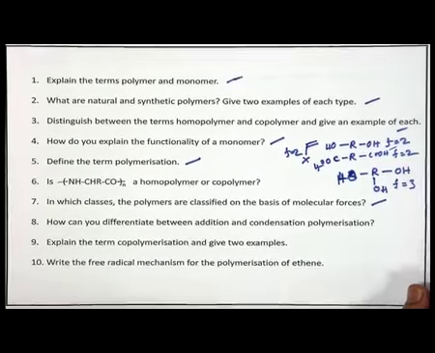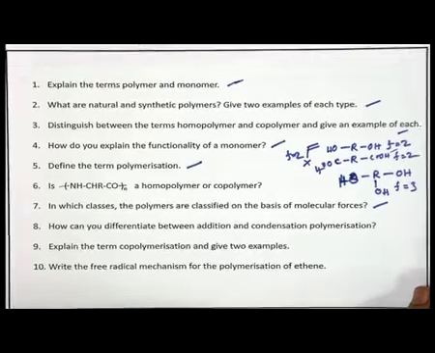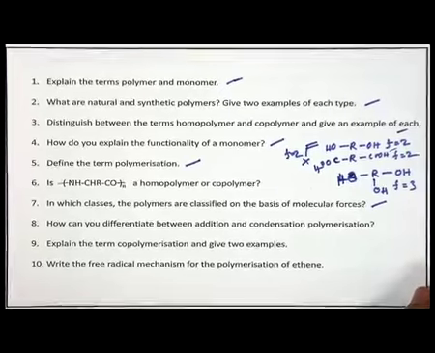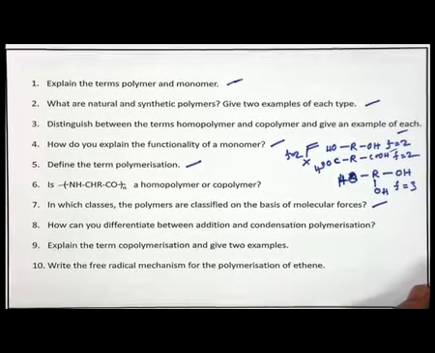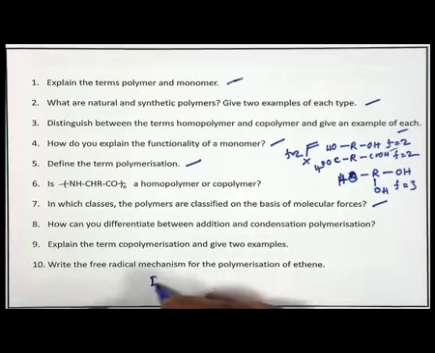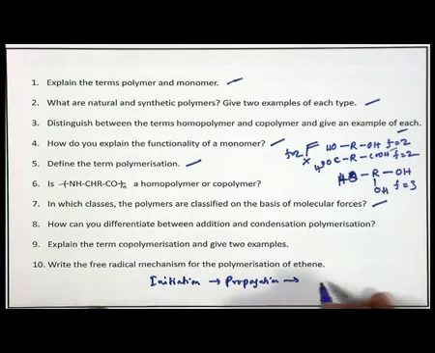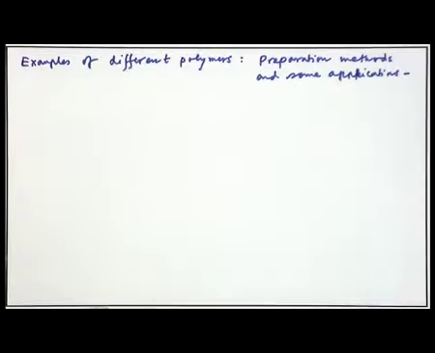Explain the term copolymerization and give examples. We have given, I do not want to discuss anymore, and write the free radical mechanism of polymerization of ethene. We discussed in last class, where we have basically 3 steps: initiation, and then propagation, and then termination. So, we discussed in last class.